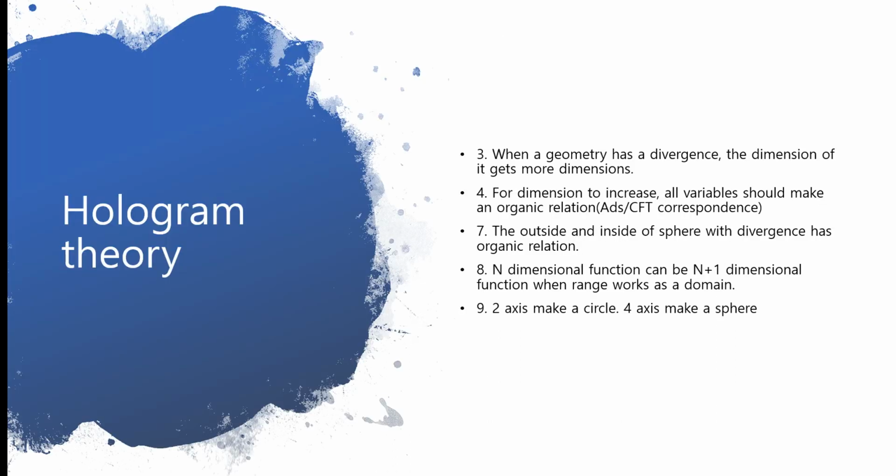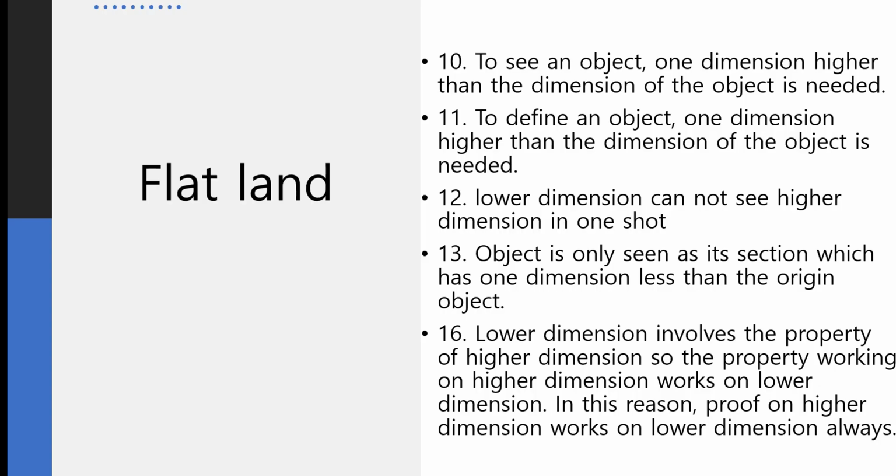Hologram theory says that when a geometry has a divergence, the dimension of it gets more dimensions. And for dimension to increase, all variables should make an orthogonal relation. And the outside and inside of a sphere with divergence have an orthogonal relation. The n-dimensional function can be an n plus 1 dimensional function when range works as a domain. 2 axes make a circle, 4 axes make a sphere.